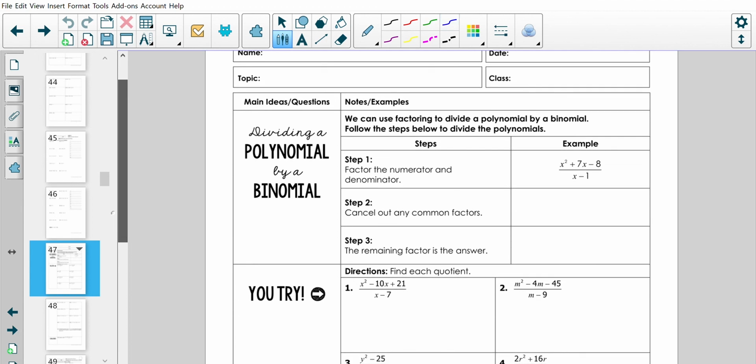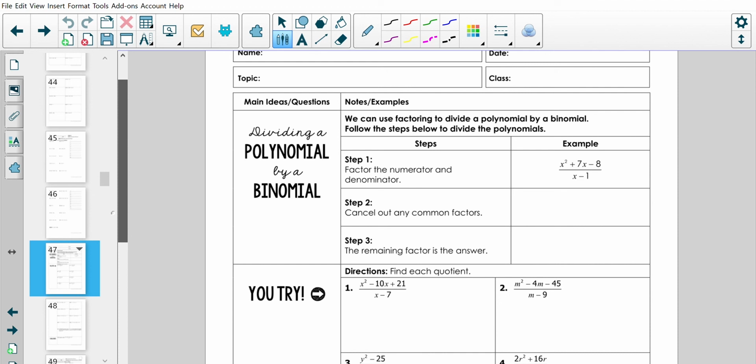So we are dividing a polynomial by a binomial. We're going to factor the numerator and the denominator and cancel out any common factors. So you have to factor what's on top. Here's your nice little hint: what's on the bottom is one of your factors.